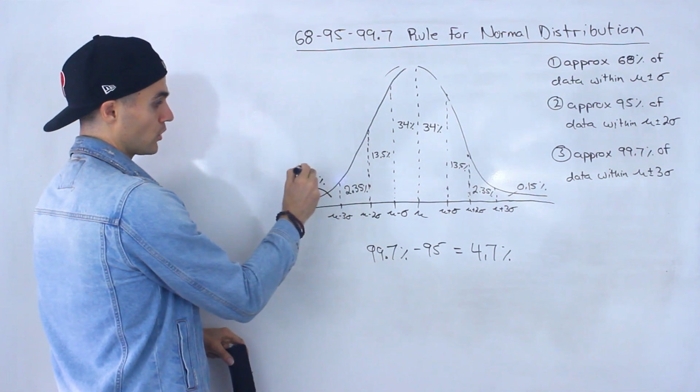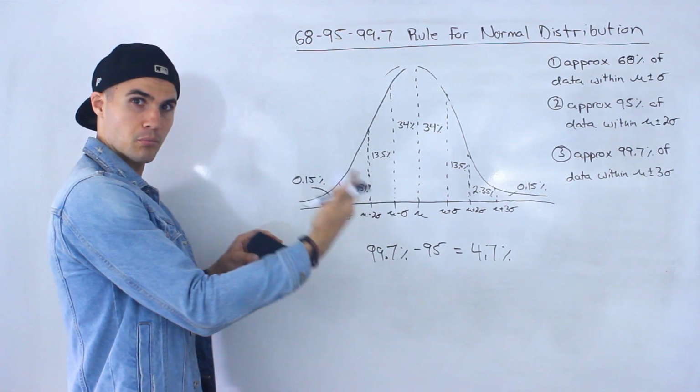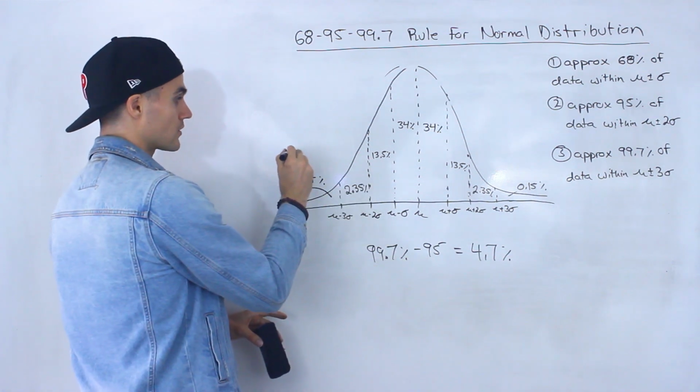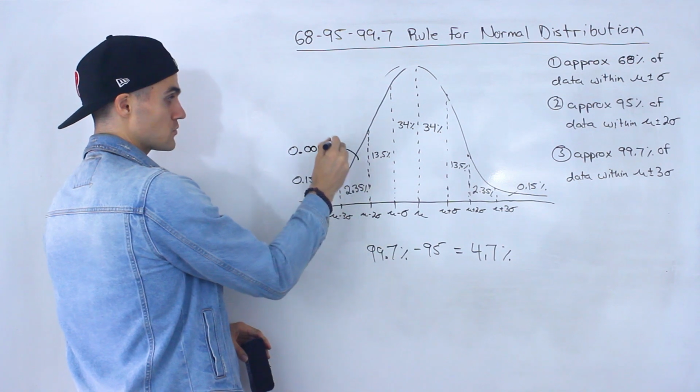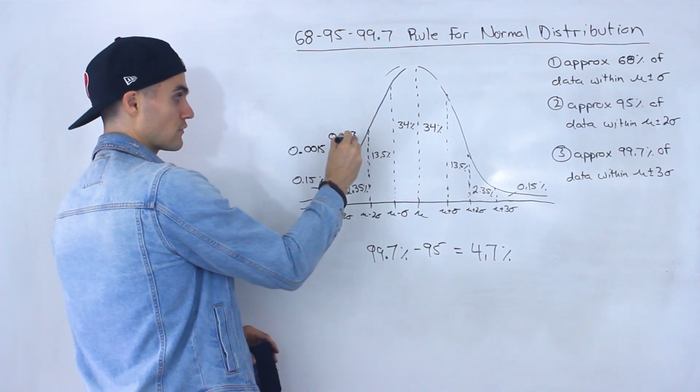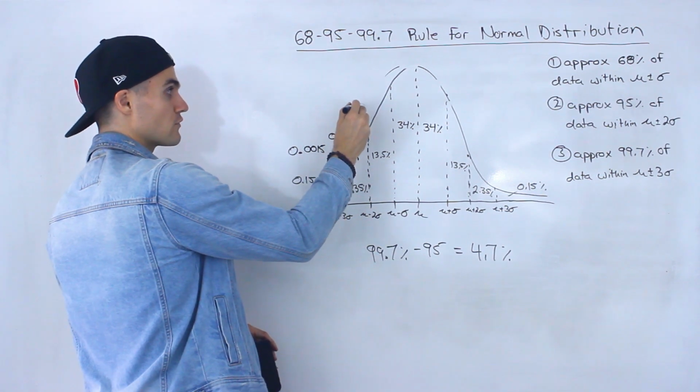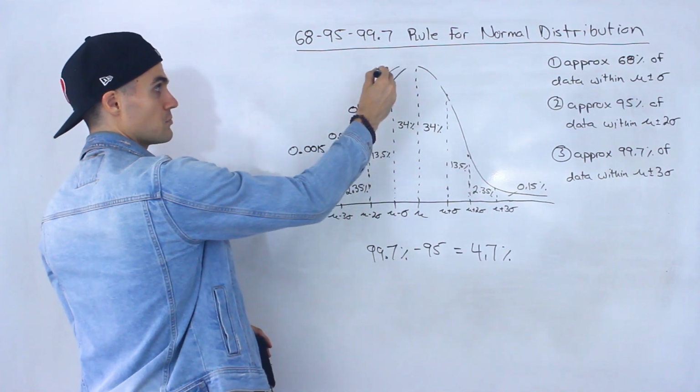So for example, this 0.15%, if you want it in proportions and decimals, you would divide it by 100. So it would be 0.0015. This would be 0.0235. This would be 0.135. This would be 0.34.